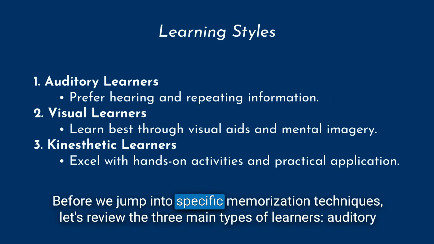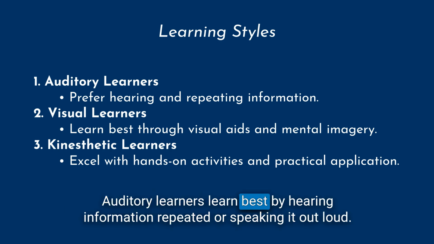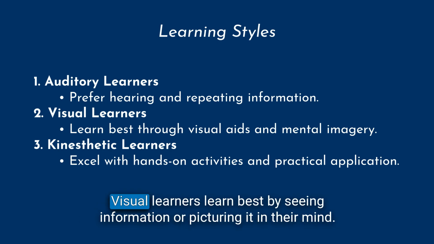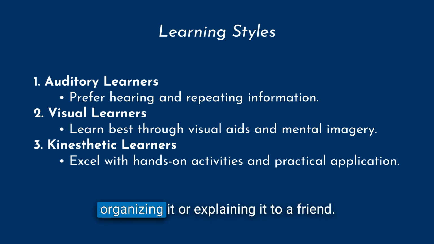Before we jump into specific memorization techniques, let's review the three main types of learners: auditory learners, visual learners, and kinesthetic learners. Auditory learners learn best by hearing information repeated or speaking it out loud. Visual learners learn best by seeing information or picturing it in their mind. And kinesthetic learners learn best by doing something with the information, like organizing it or explaining it to a friend.